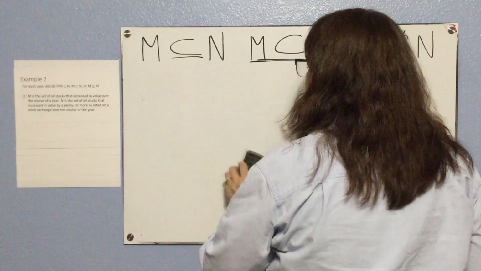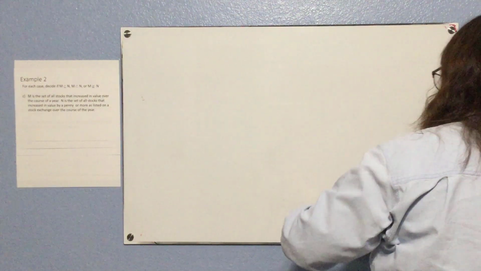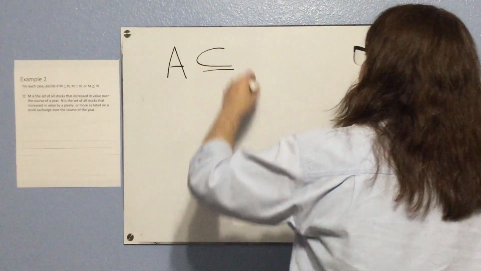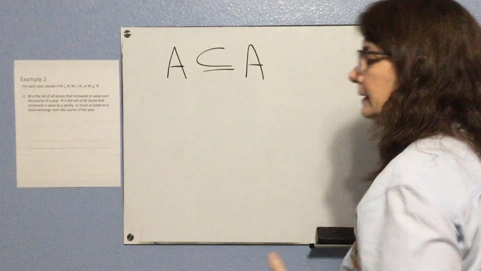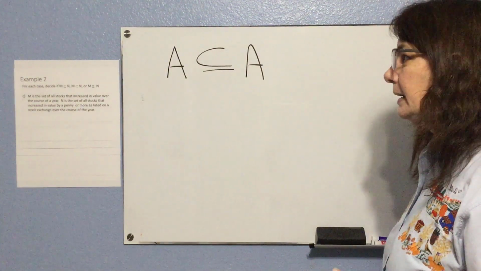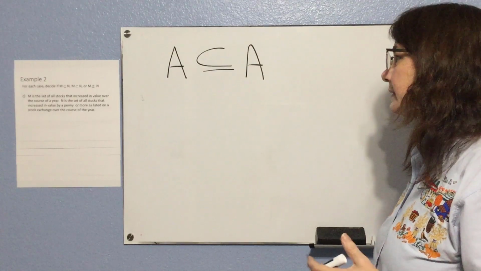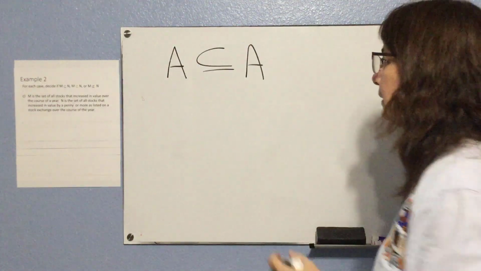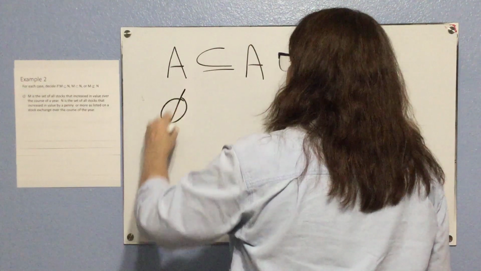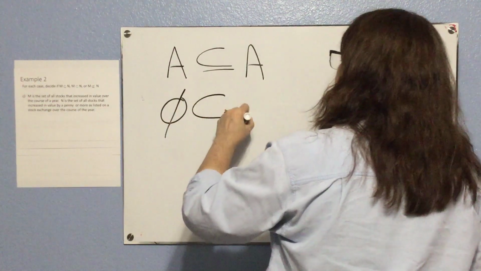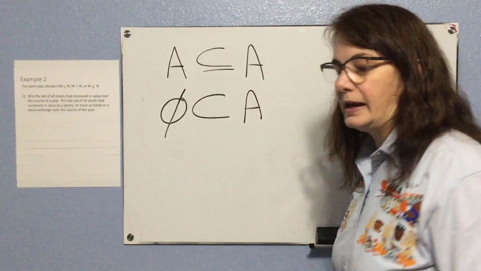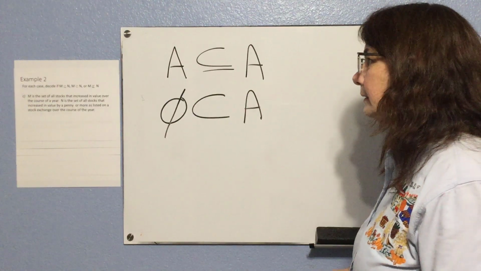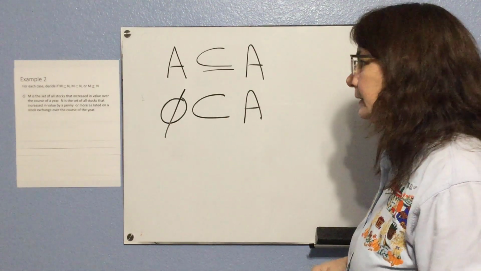Okay, let's look at some special conditions on subsets. It is correct to say that every set is a subset of itself. It is not correct to say that every set is a proper subset of itself, because these are the same. It's also correct to say that the empty set is a subset of any other set. Okay, the empty set is just a set that has no elements. That could be part of any set.